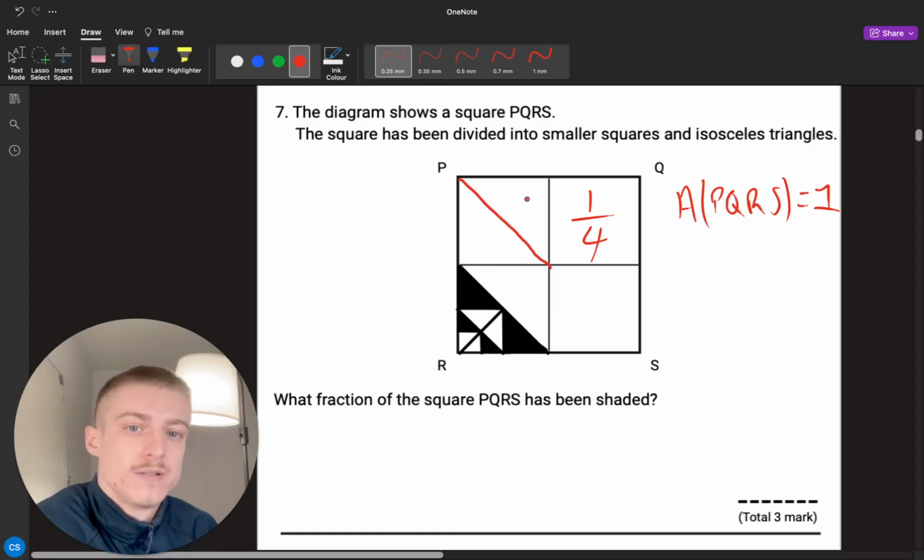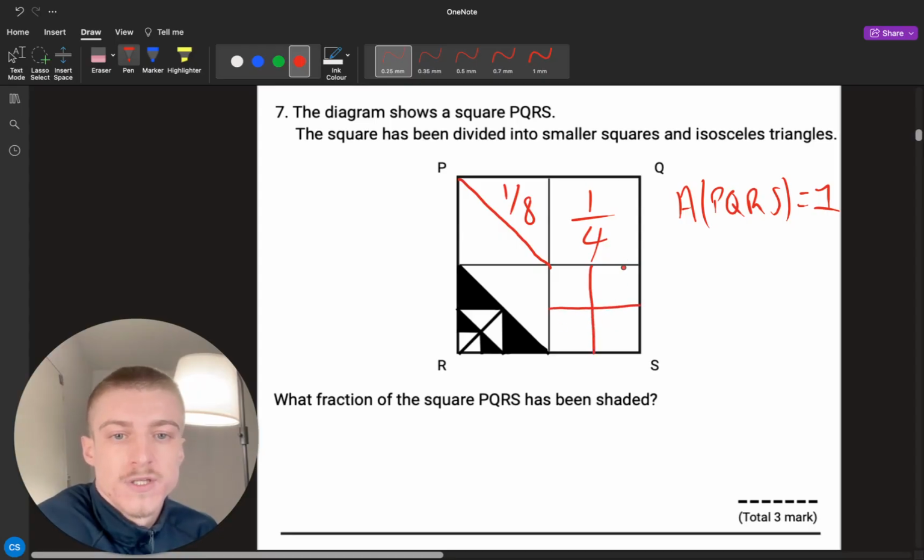So each triangle now in this square here has an area of 1/8. We divided it into 2. The fraction gets 2 times smaller, 1/8. But we can also divide it into 4 smaller squares. So if this area is 1/4, dividing that by 4, then each of these areas is going to be 1/16.